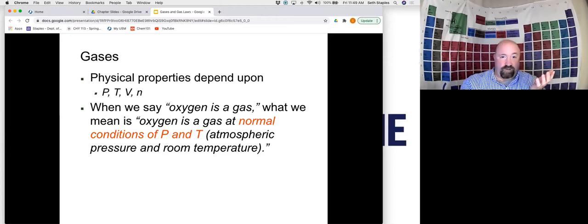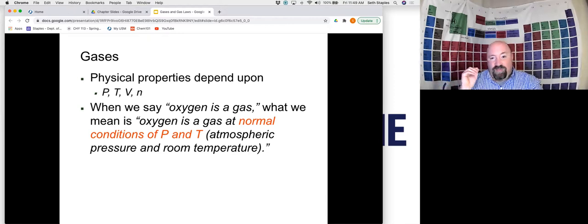Because we can mess with those conditions. If we take, for instance, something like carbon dioxide, we know it is a gas at normal conditions. I just breathed a bunch of it out, and it definitely came out as a gas because here in my office, I have a standard temperature and pressure. If I really reduce that temperature though, and then really increase the pressure, I can make carbon dioxide a solid. And that's dry ice. Dry ice is just solid carbon dioxide, solid CO2.